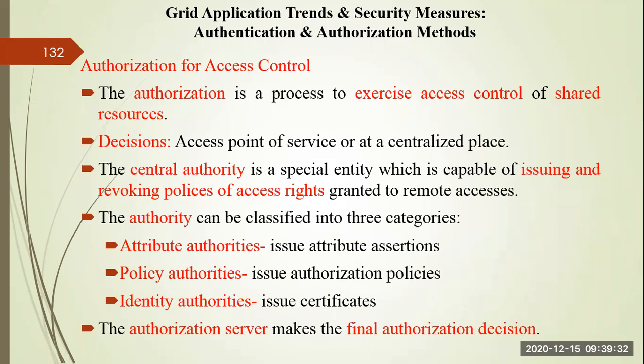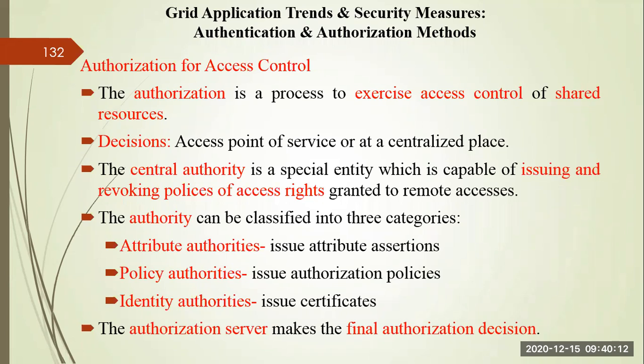Like public key, private key, so that security requirements can be satisfied. So the authority can be classified into three categories. One is attribute authorities, another is policy authorities, another is identity authorities. Attribute authorities work based upon attribute assertions. Like your data has several attributes. Based upon a particular attribute, the security is enforced, and at a later point of time, if you claim that attribute, then only you can access your data. That is done by the attribute authorities.